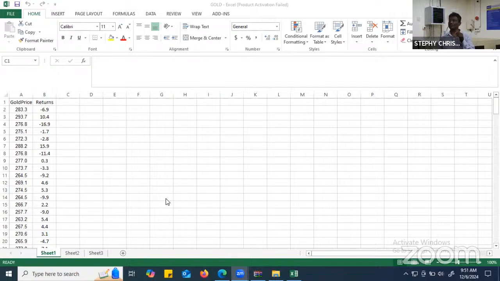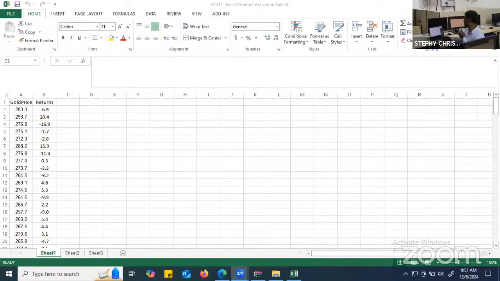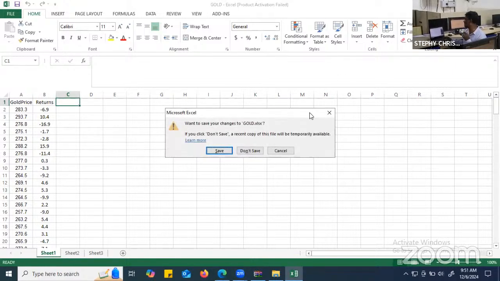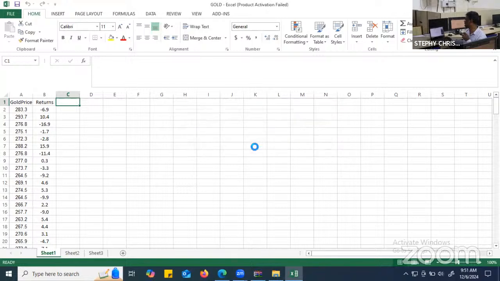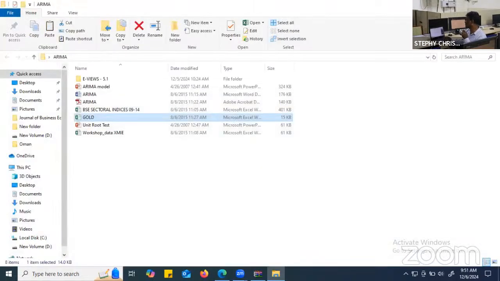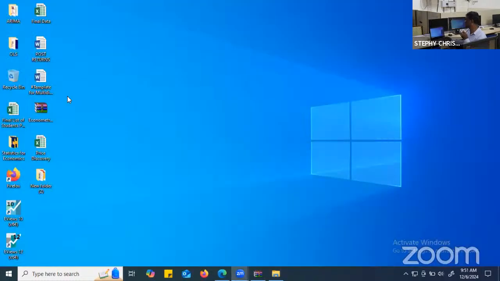We'll find out which one we are going to focus on because it depends upon the I. What is I? Integration. We are going to check whether the gold price is integrated at the zero level or first difference. So I'm going to open EViews. How to open EViews with a data set? Very simple. Just drag and drop. It is the easiest way.